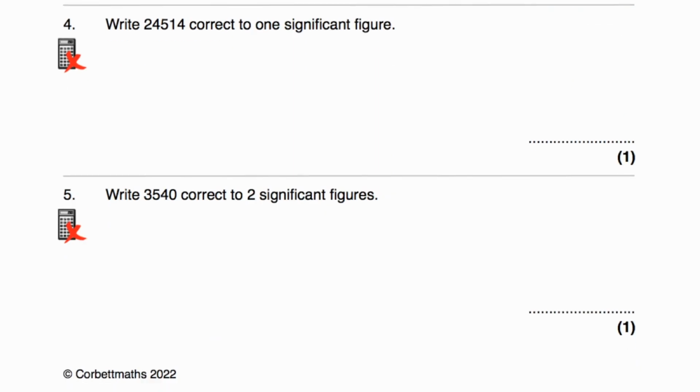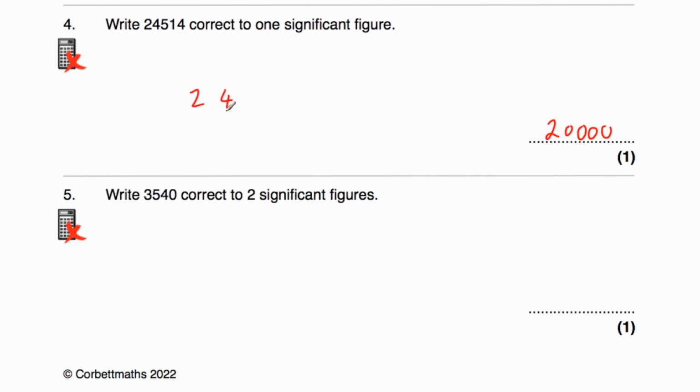Okay, let's look at question number 4. Question number 4 says round 24,514 to one significant figure. Because we want one digit followed by zeros, our choices will either be 20,000 or 30,000. Because it's 24,000, that's going to be closer to 20,000 than it is to 30,000. So the answer would be 20,000.